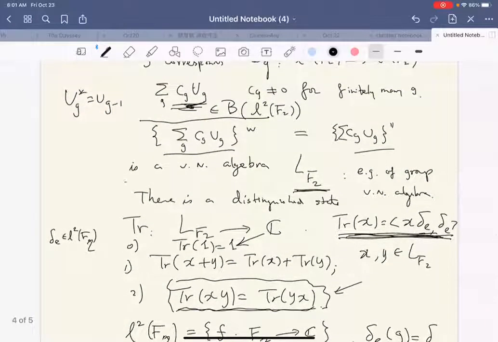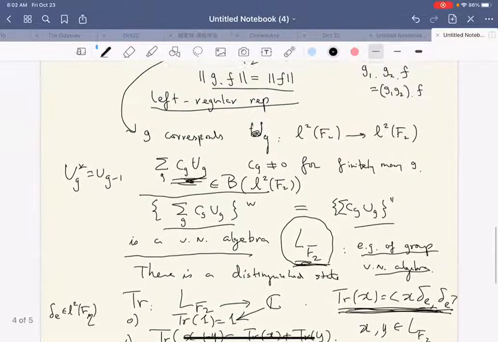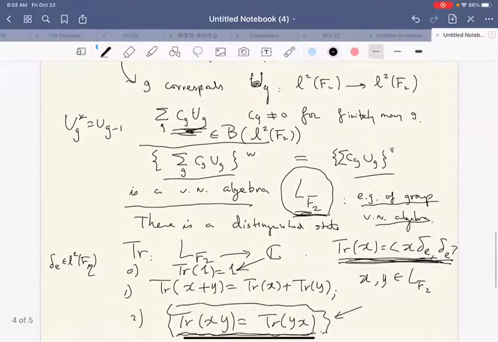So this is a von Neumann algebra, and I denote it by this. This is not a notation I invented myself; it's a standard notation. L stands for left regular. And this is what's called a group von Neumann algebra. There's no reason to just choose F2. You can choose any discrete group. If you replace F2 by any discrete group, you also get a von Neumann algebra coming from groups.